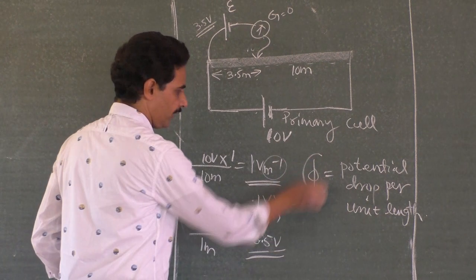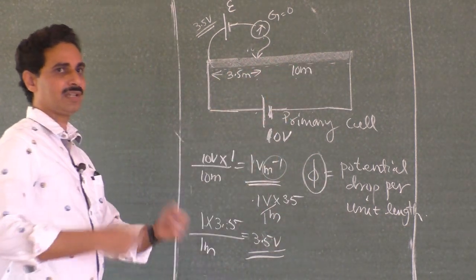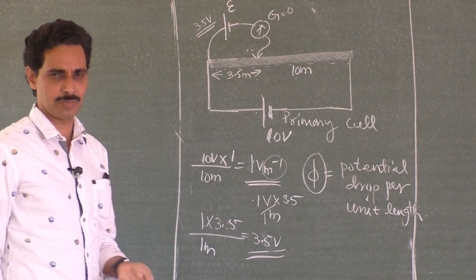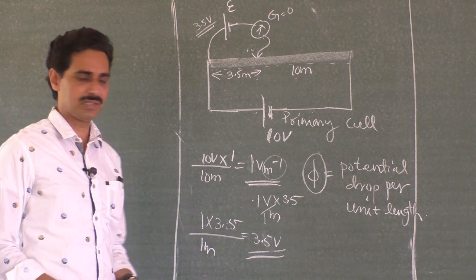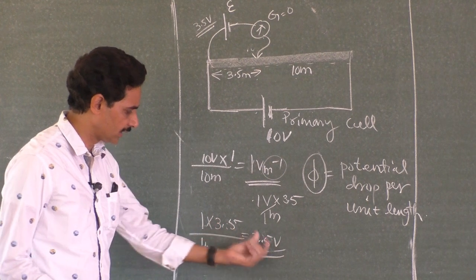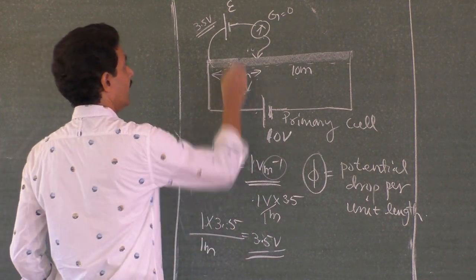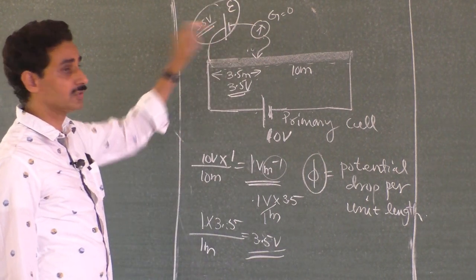Whatever the value you get, it is the voltage drop per unit length. If you have the value of 1 kg of tomato, you can get the value of any kgs of tomato. Multiply that. I have purchased 5 kgs, 5 into the value for 1 kg. If you have the voltage drop for 1 meter, multiply it by any length, you will get the voltage. Sir, this is 3.5 volt, I agree. Why is this 3.5? What is the reason for saying that this is also 3.5?